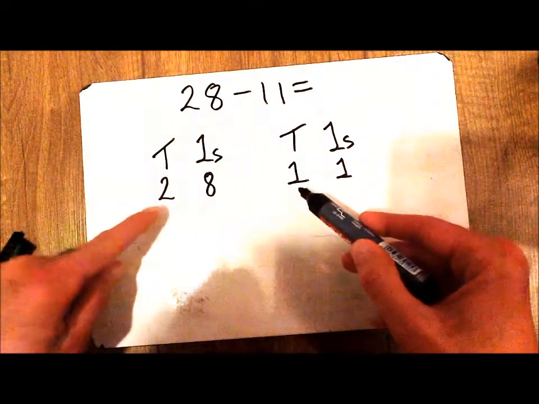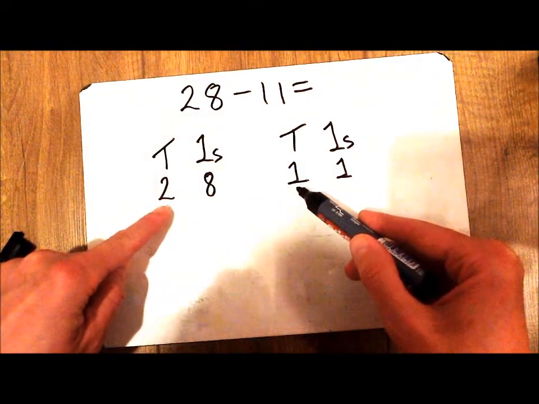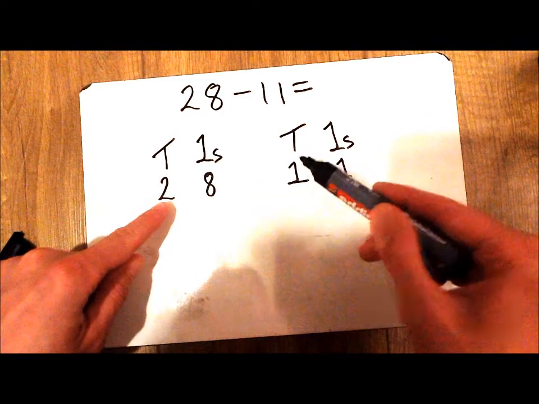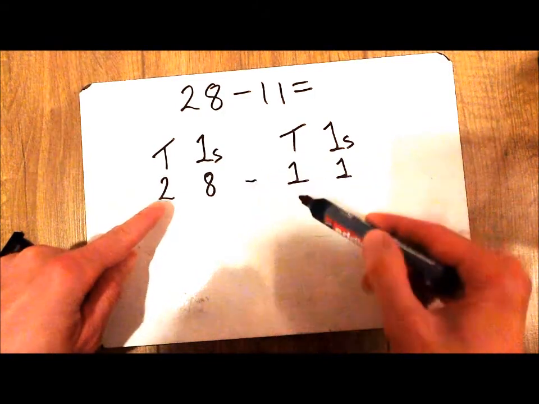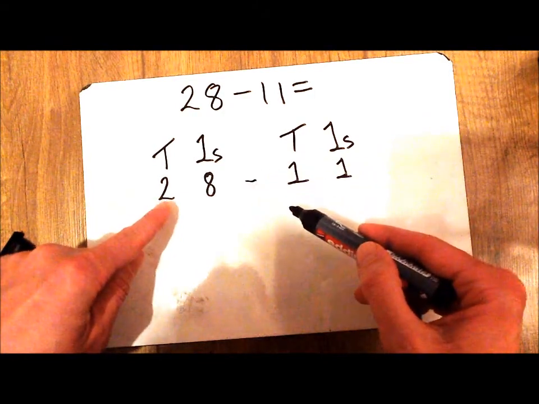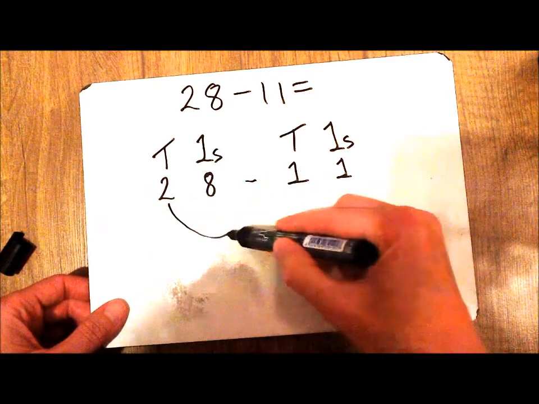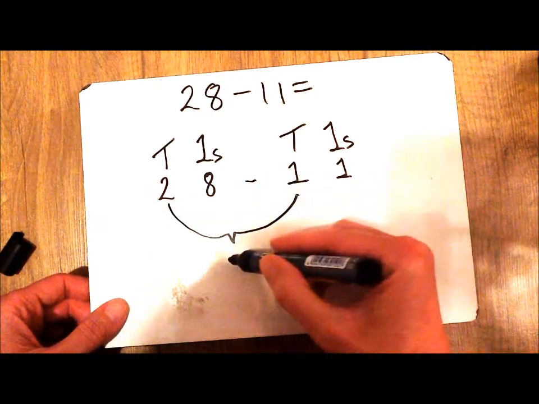So, if I was to focus on my tens first of all, if I had this 10 and I'm trying to take it away from these 2 tens, that would leave me with only 1 ten.